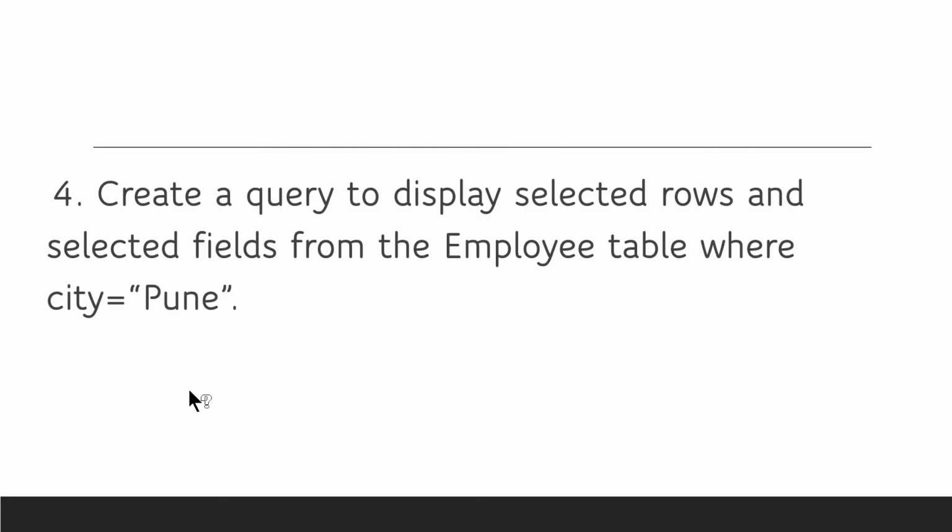The next query is also based on select query here. The question is this way: create a query to display selected rows and selected fields from the employee table where we have the condition here, city is equals to Pune. This indicates that it will display only the records who are from the city Pune.